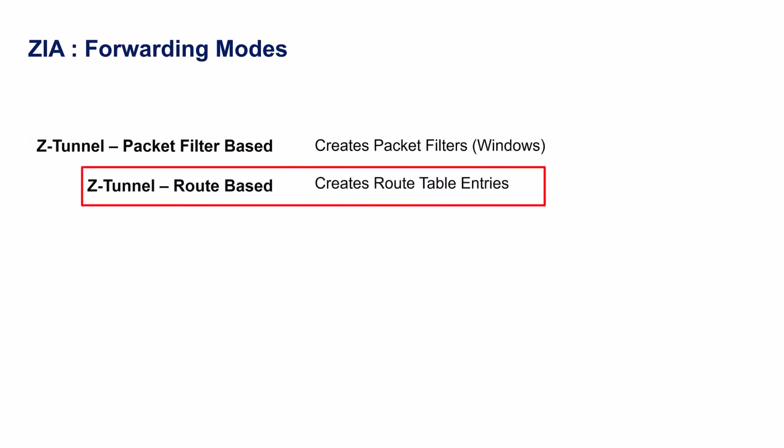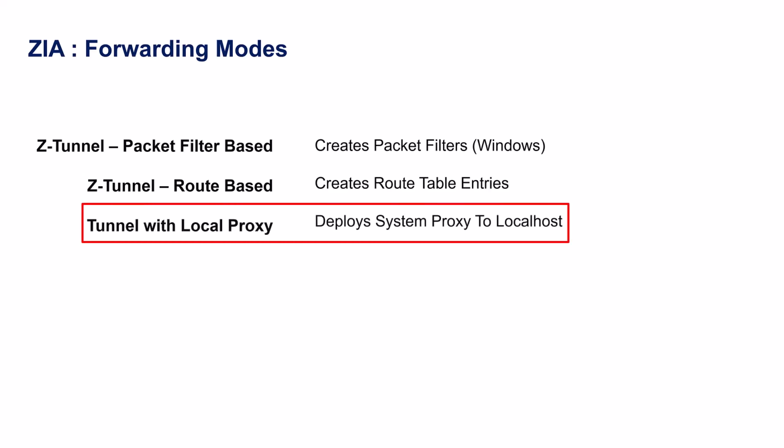Route-based mode also works. It instruments an additional network adapter, which becomes the route for traffic generated from client applications. We also support a tunnel with local proxy, which creates a loopback address that appears as an HTTPS proxy and then instruments a system proxy setting to point the browser at that local proxy. It's then tunneling the traffic towards the Zscaler cloud.